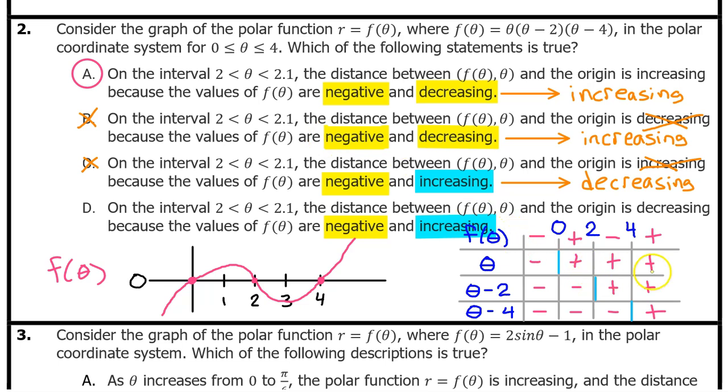This does not affect the answer, but I just realized that f of theta is only defined between 0 and 4. So when I made my sign chart, it really just should have had these two middle columns.